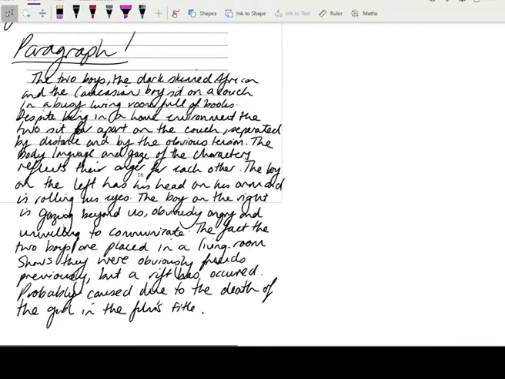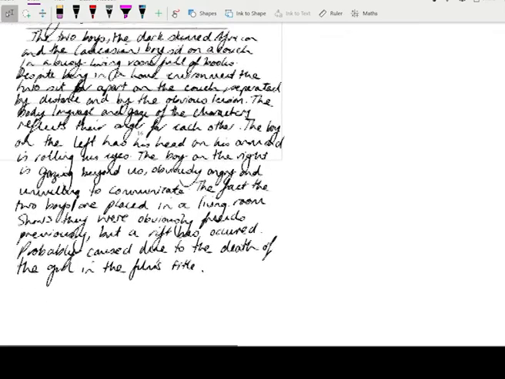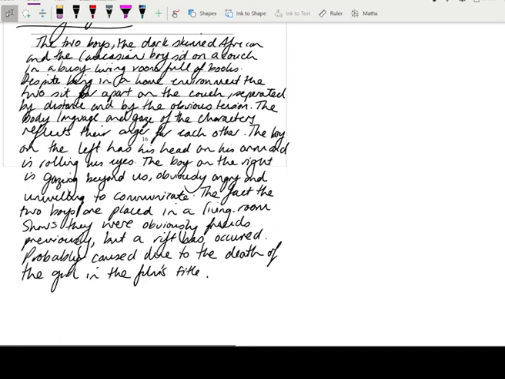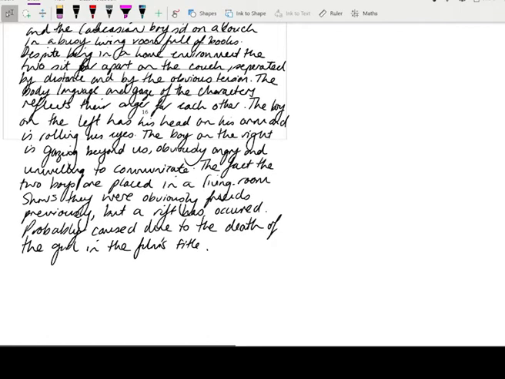The two boys, the dark-skinned African and the Caucasian boy, sit on the couch in a busy living room full of books. Despite being in a home environment, the two sit far apart on the couch, separated by distance and by obvious tension. The body language and gaze of the characters reflects their anger for each other. The boy on the left has his head on his arm and is rolling his eyes. The boy on the right is gazing beyond us, obviously angry and unwilling to communicate. The fact that the two boys are placed in a living room shows they were obviously friends previously, but a rift has occurred, probably caused due to the death of the girl in the film's title.